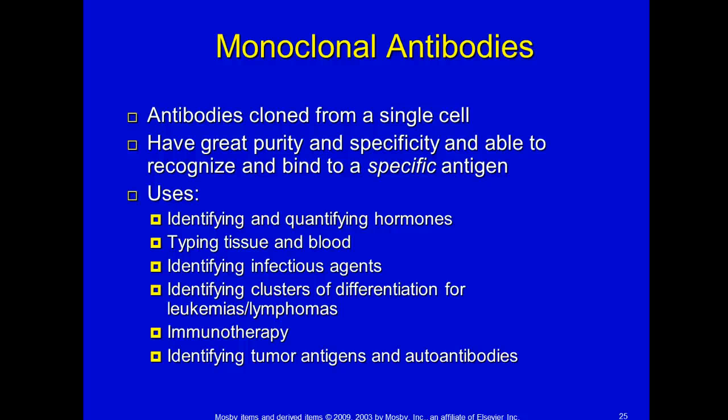Typing tissue and blood, that's important. We're cross-matching in the blood bank. Identifying infectious agents, just like the staph that I just talked about. Identifying clusters of differentiation for leukemias and lymphomas. Immunotherapy, and identifying tumor antigens and autoantibodies. So we're able to actually look for people that may have certain tumors.